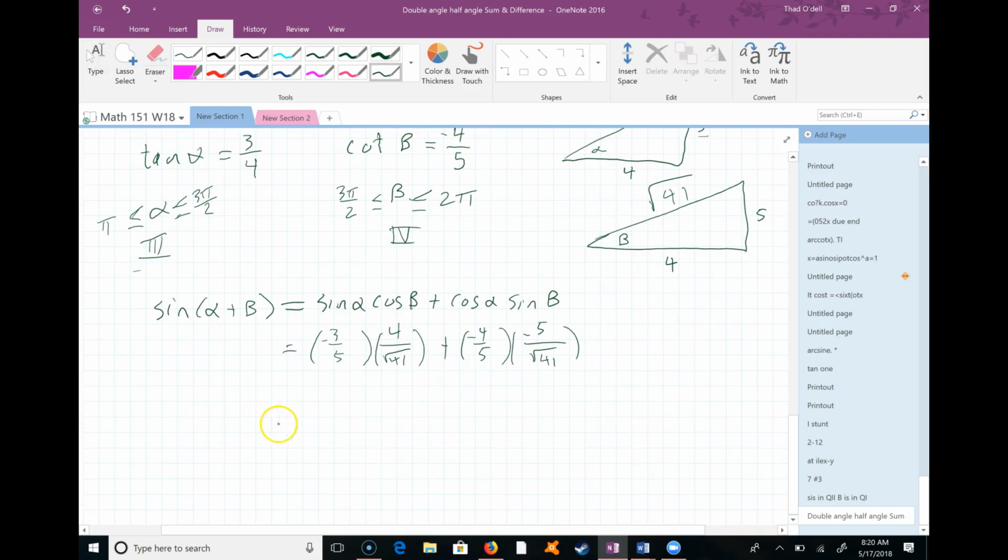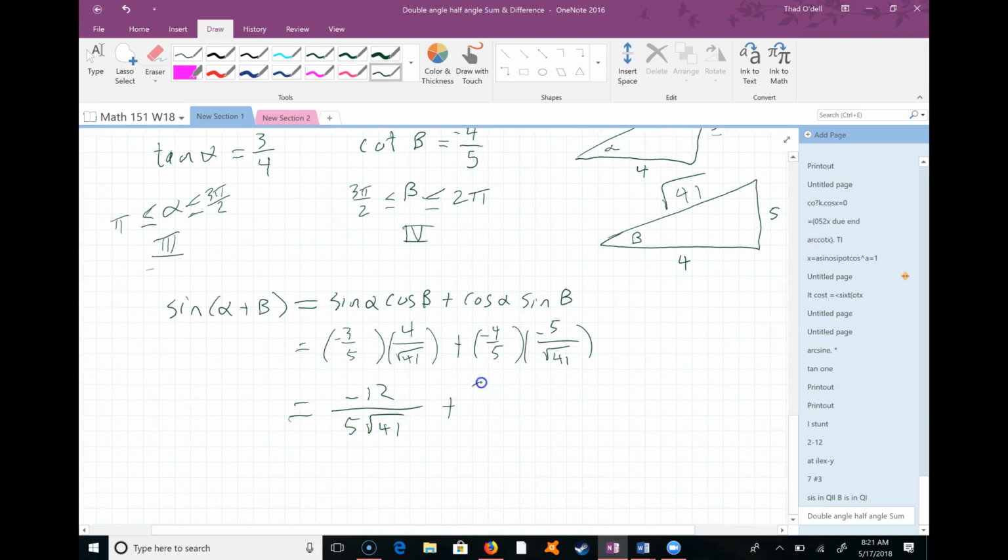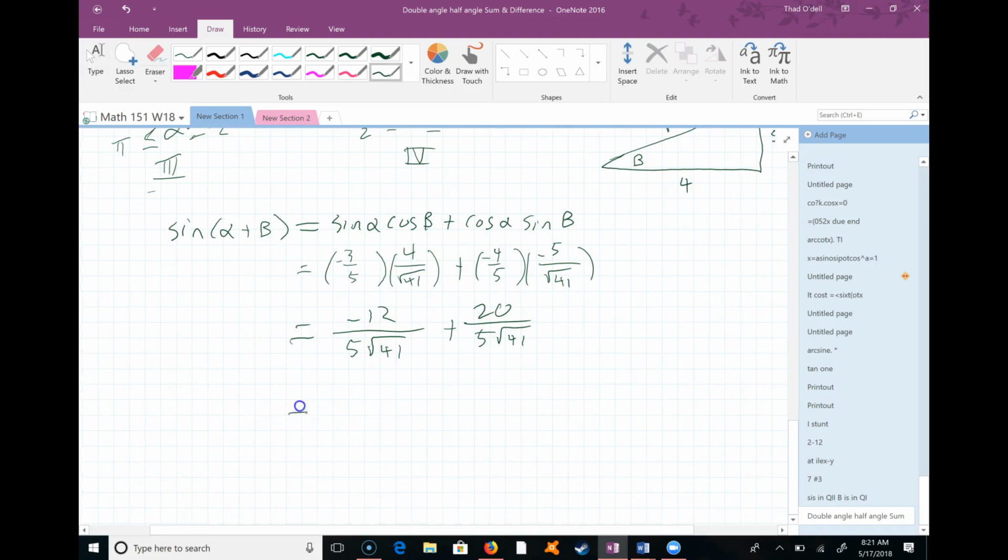And then I've got all of my information there, so now I can just simplify. That would be -12 over 5 times the square root of 41, and that would be plus, well, the 5s would cancel out, wouldn't they? Well, actually, I don't want to cancel them out because I want to get a common denominator down here, so I'll just go ahead and multiply them straight across. So that would be 20 over 5 times the square root of 41. Right? And so then we can add these together, and we will get 8 over 5 times the square root of 41. And that would be my exact answer to this original question up here.